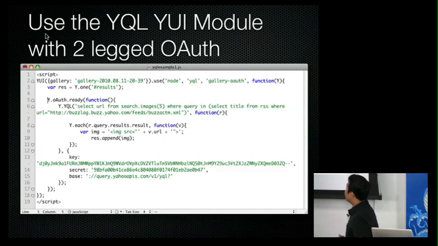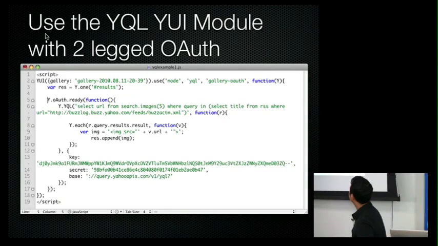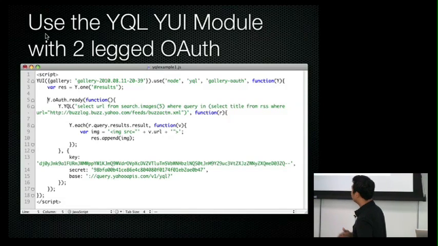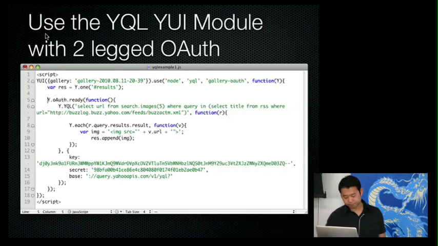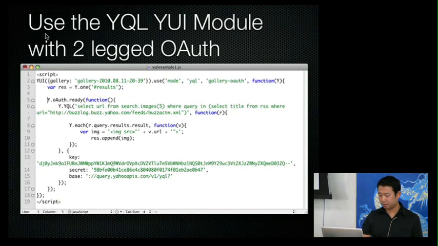So how do I use YUI3 to access two-legged YQL data? Well, it's really easy again. You just add in the gallery OAuth module, which wraps around the previous example that I showed you, and you just enter the key and secret parameters on the bottom, and you specify the base endpoint, which is the authenticated endpoint. It doesn't have the public one in there. Again, 15 lines of code, and you instantly got higher rate limits.